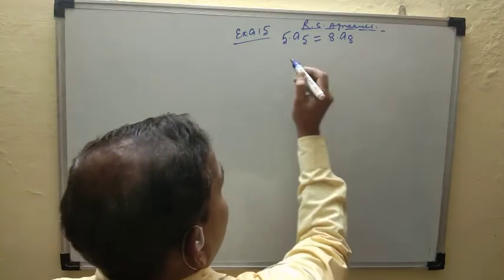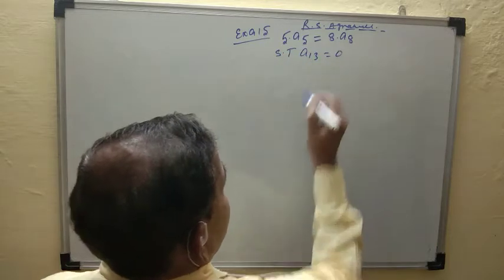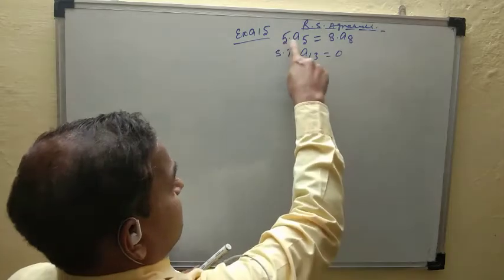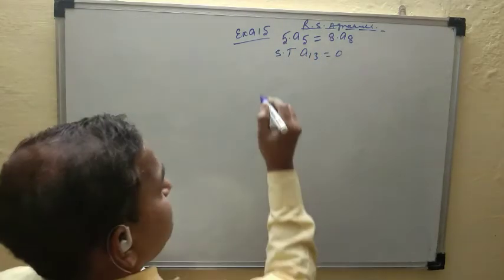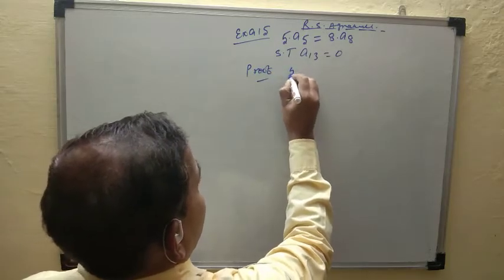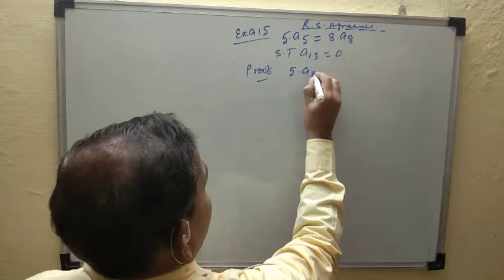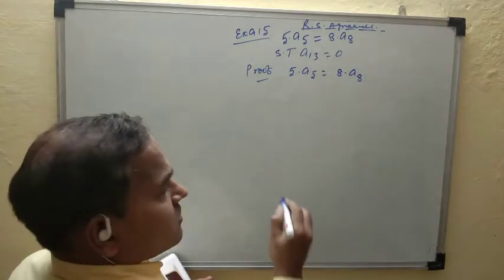It is given that A13 is equal to 0. It is given 5 into A5 is equal to 8 into A8. So proof: 5 into A5 is equal to 8 into A8. Now simplify.